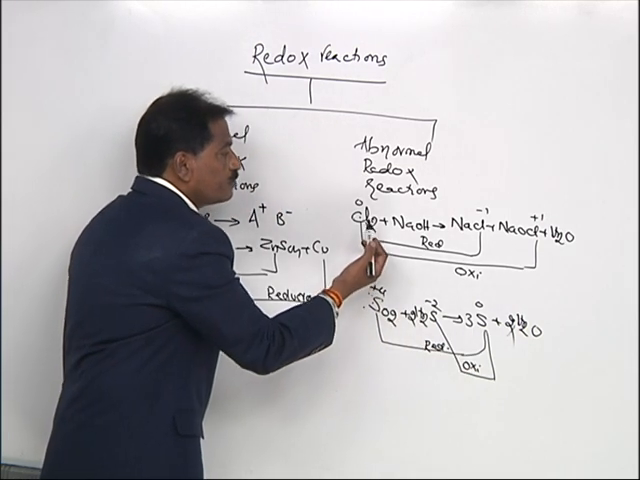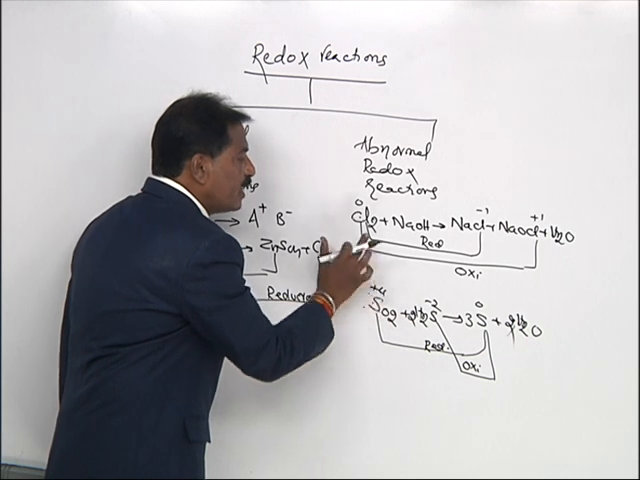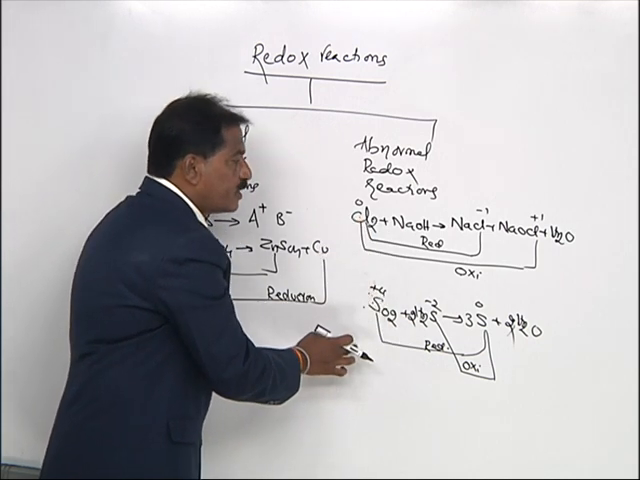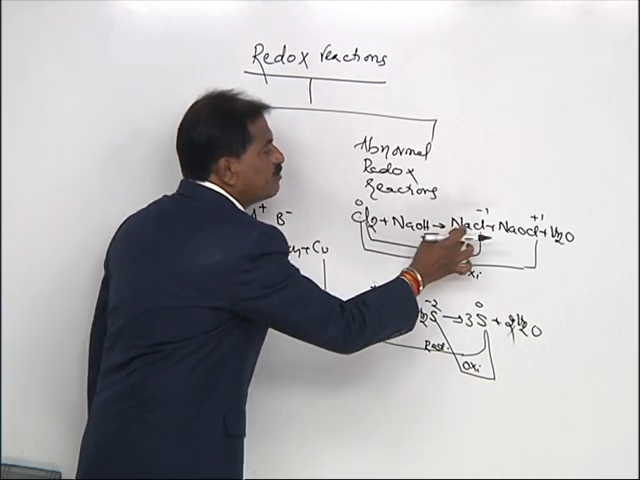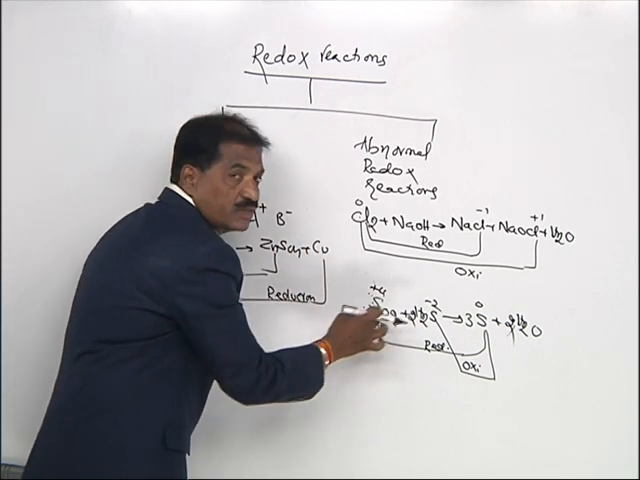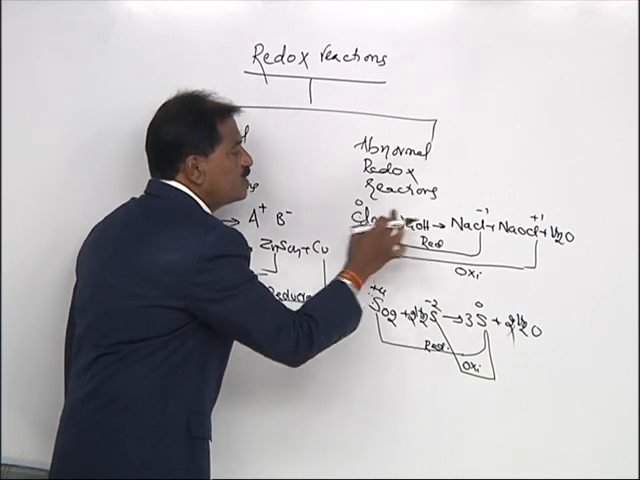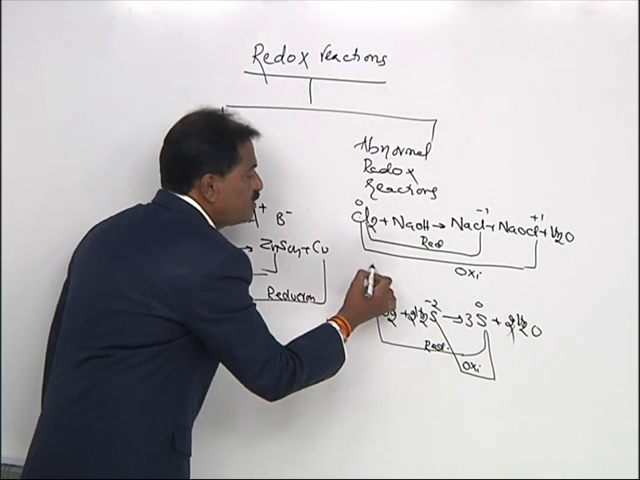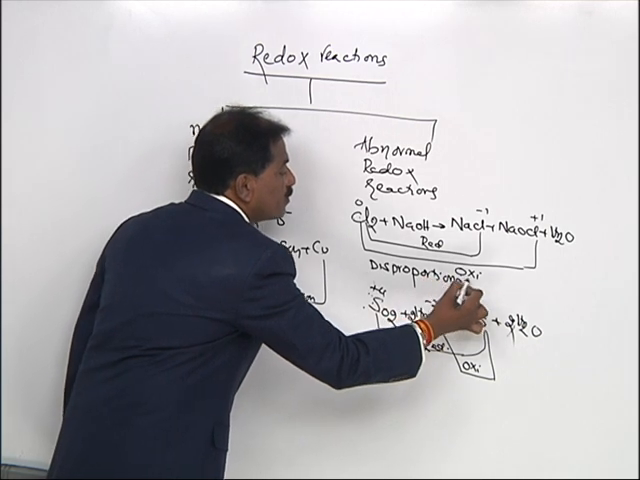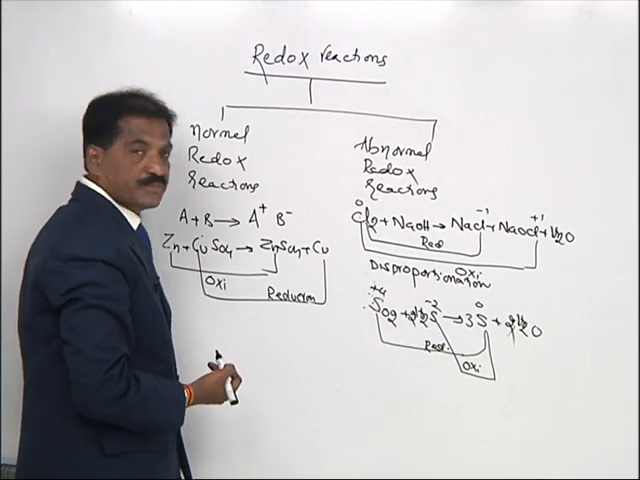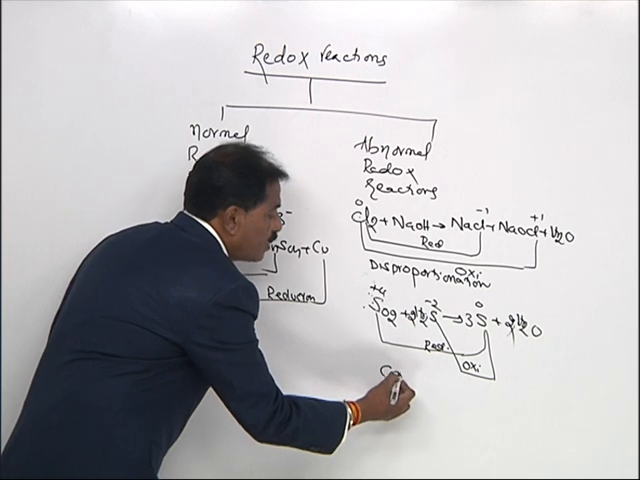Therefore, in both the reactions same element is undergoing oxidation and reduction, but the difference is that in one reaction the 0 oxidation state is getting converted into different oxidation states, and in the other, different oxidation states are getting converted into 0. In any reaction, if the 0 oxidation state converts into different oxidation states, then that is called disproportionation reaction. Whereas if the different oxidation states convert into 0 oxidation state, that is called comproportionation.